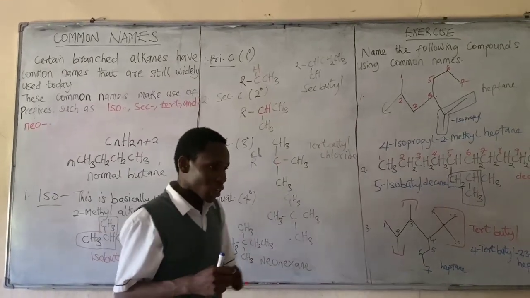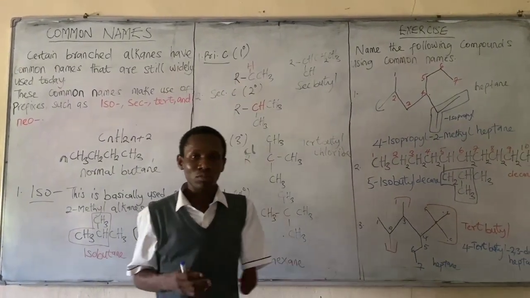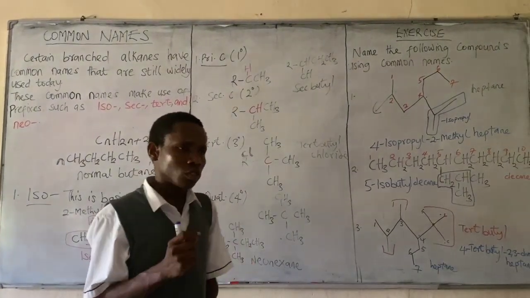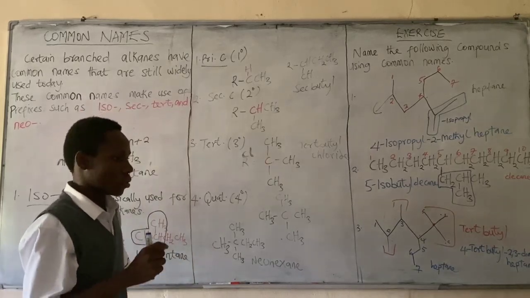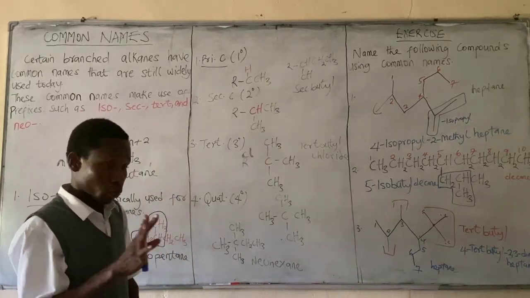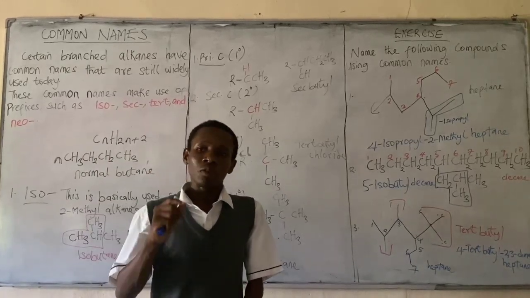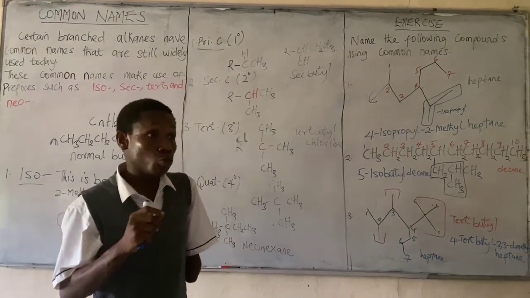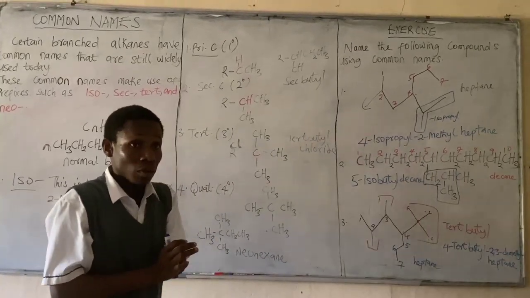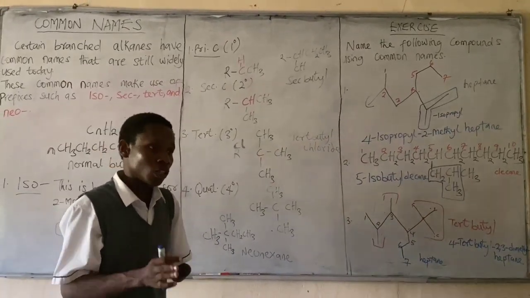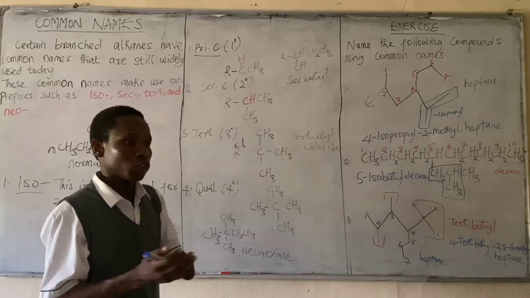Some students can name organic compounds using IUPAC names, but they don't know how to use common names in the nomenclature of organic compounds or alkanes. But it is very necessary as an organic chemistry student for you to be able to use both IUPAC names and common names. That shows that you know what you are doing.